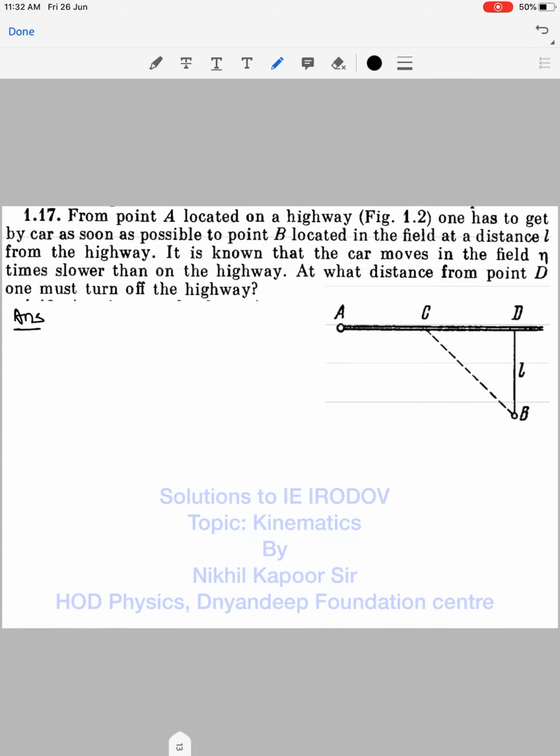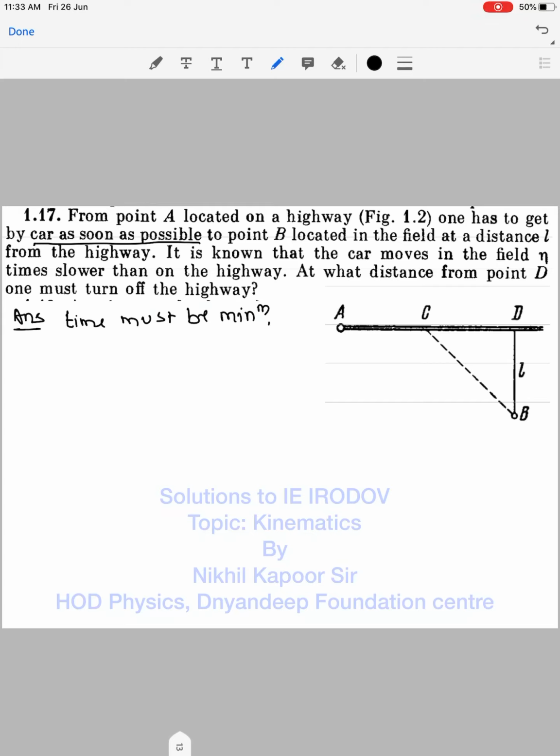So let's start with this question, 17th one. From point A on a highway, one has to get as soon as possible. So here, as soon as possible, it means the condition is time must be minimum. Okay, to point B while in the field at a distance L from the highway.